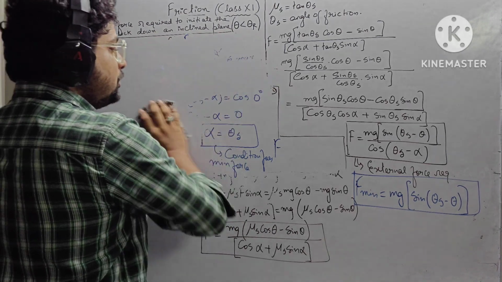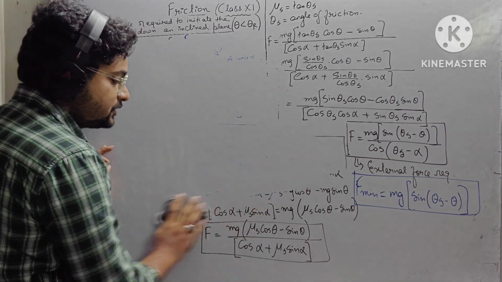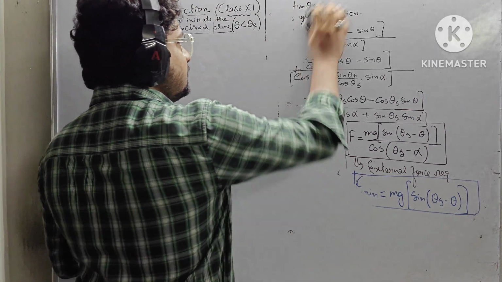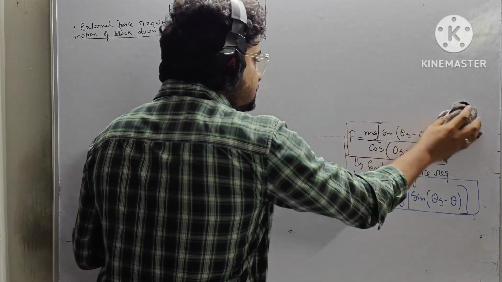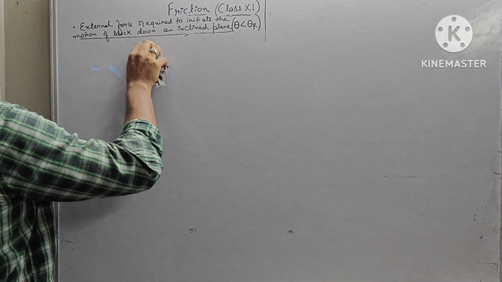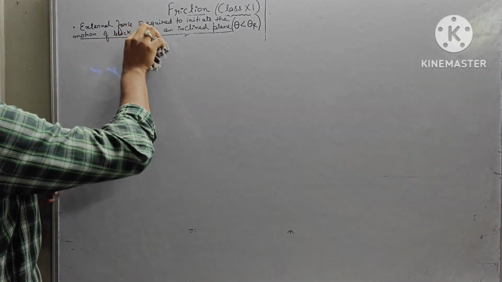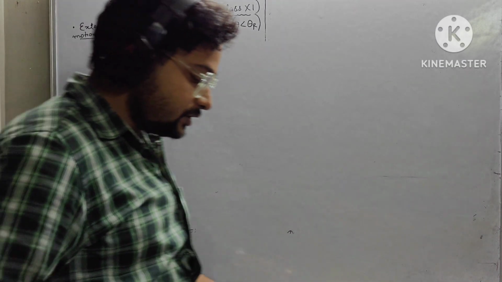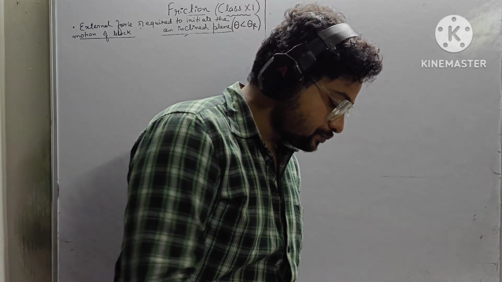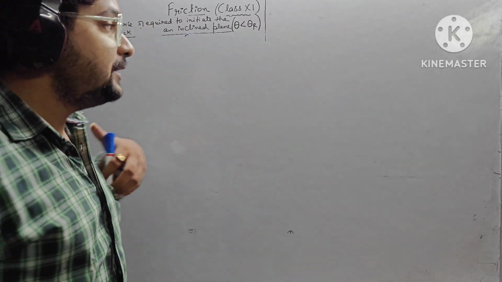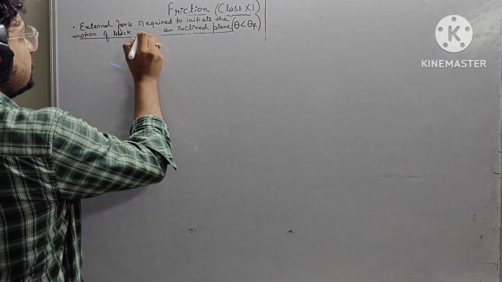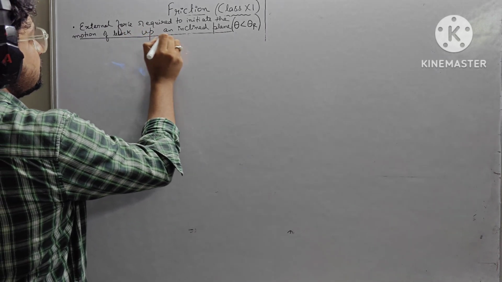Now see, next we are going to find out something similar. That is, how much external force is required if I want to take the body up an inclined plane. The previous one was down an inclined plane. Now suppose I want to take the body up an inclined plane. So, the external force required to initiate the motion of a block up an inclined plane.